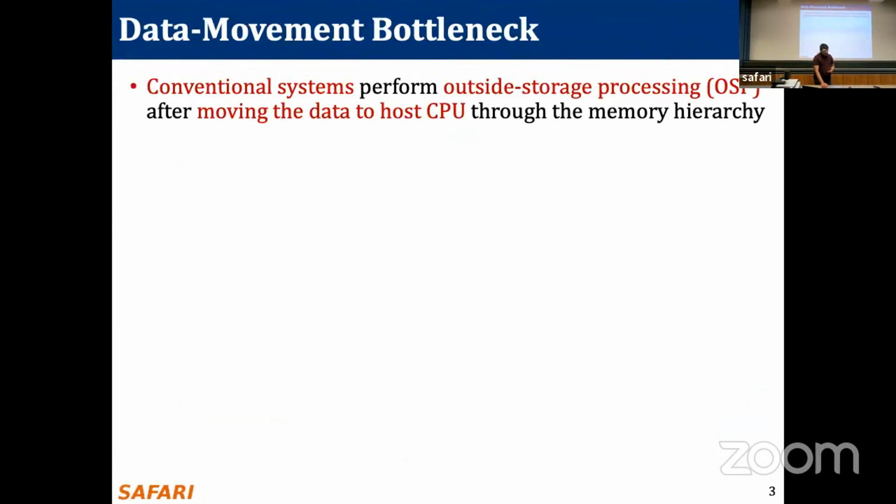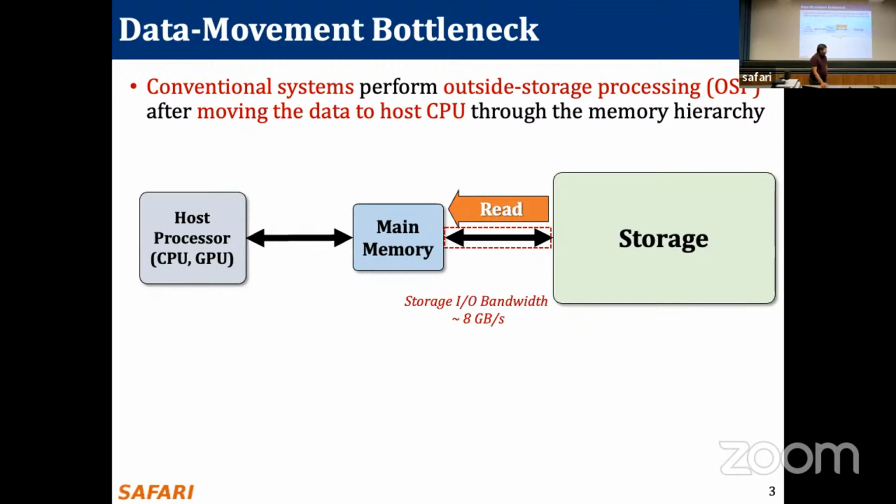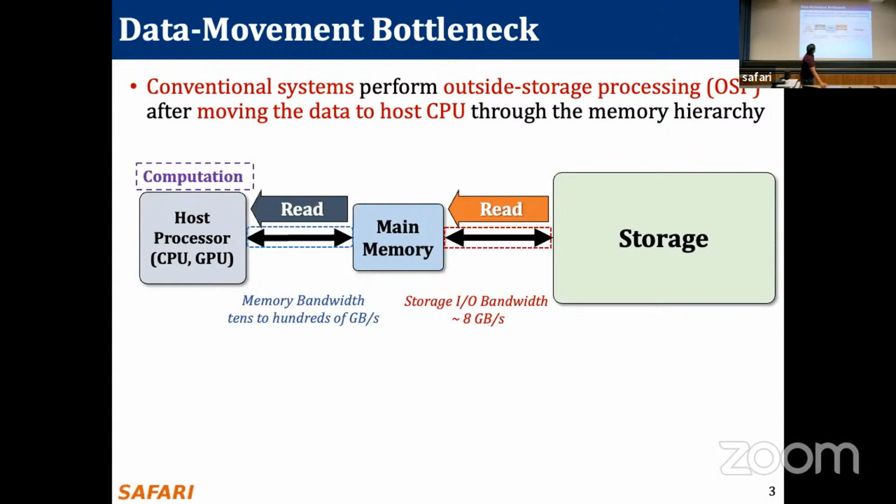So what is the data movement bottleneck that we are talking about? Let's look at a traditional or conventional system where we perform computation. Here we have a host processor, a main memory component, and a storage unit. Let's say the operands are stored in the storage device. For performing these computations, we need to read the data from the storage device to the main memory. And the host processor reads from the main memory, and the computation is performed in the host processor.